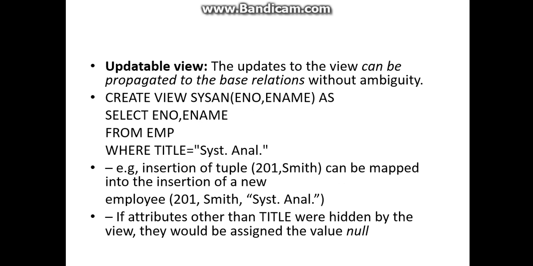Now we are going to see two examples. First is an updatable view. Here the query is: create view SYSEMP as select employee number and employee name. Here we can see that the view is updatable because if attributes other than the title were hidden by the view, they would be assigned the null value.